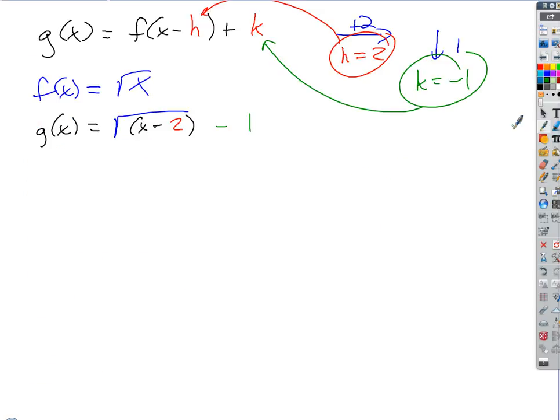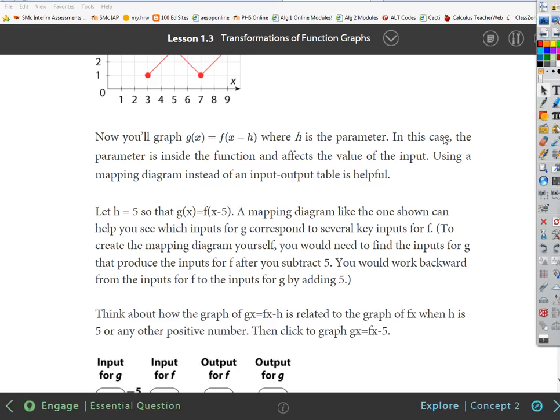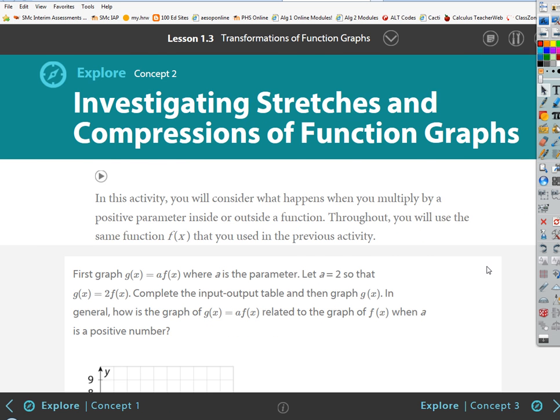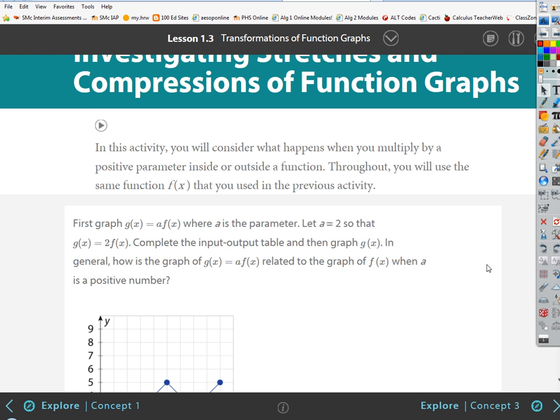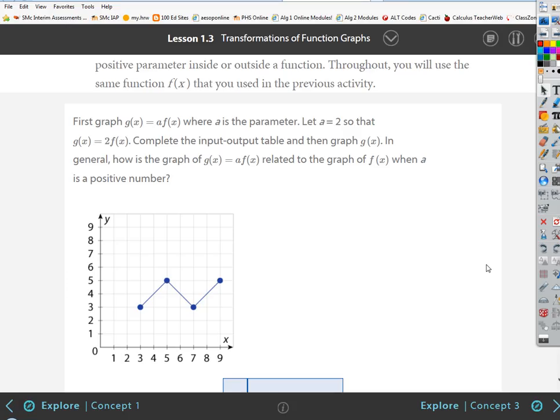But let's move on and try something different. So what do we know how to do now? We know how to independently shift a graph horizontally by a predicted amount and vertically by a predicted amount. Okay, there's more stuff though. What about the parameter a? Okay, a is the number that's being multiplied by the function out front. Let's let a equal 2 and see what happens.